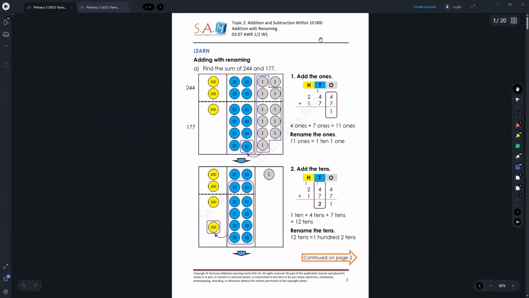Okay, teachers, this is the instructional guide for Primary 3, Term 1, Week 3. For this week, we have 2 booklets plus 1 test. All right, let's start with the first booklet. This one is on addition with renaming, formerly known as regrouping.